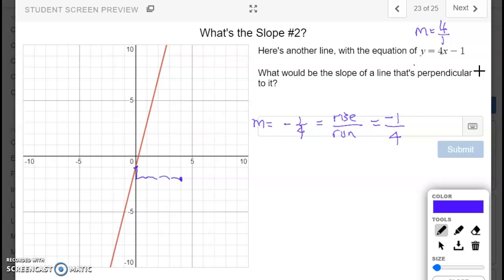Now if I join these 2 points, and I create a few more points, that's going to help me draw a straight line. So here you go. I wish it was more straight. Okay, so then this is a perpendicular line. It does look like it is going to be 90 degrees. So the slope of -1 over 4 would certainly create a perpendicular line.